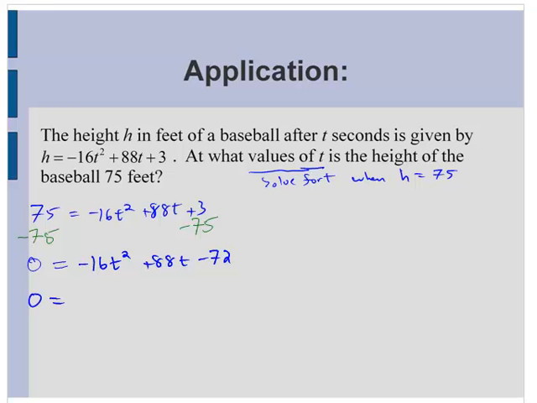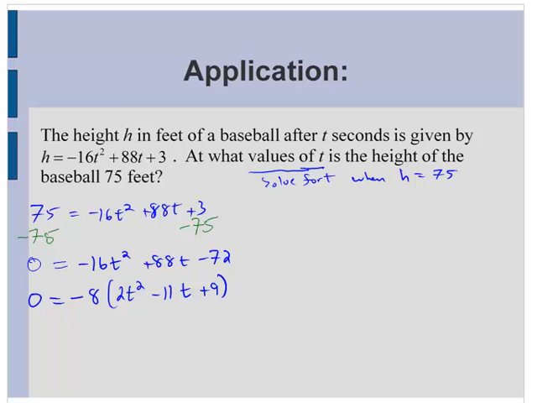So 0 would equal, oh, now wait a second, is there a common factor? So remember, if there's a common factor, you want to factor that out first. Well, it looks like 8 would work. 8 goes into 16, 88, and 72. And since the lead coefficient is negative, I'm going to factor out a negative 8. So I'd have negative 8 by (2t squared minus 11t plus 9).